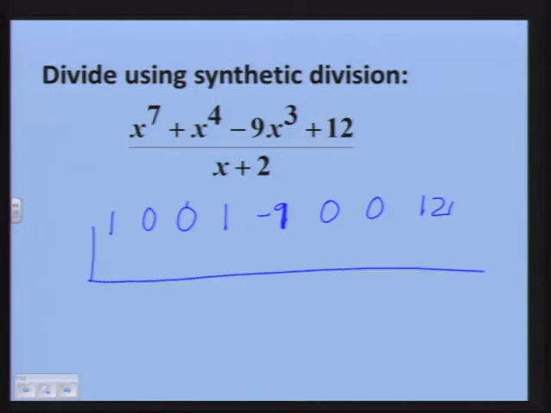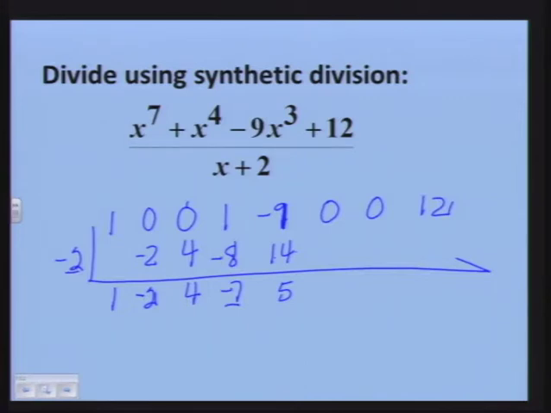And I'm going to run through a negative 2, so bring down the 1. Negative 2 times 1 is negative 2, add. Negative 2 times negative 2 is 4, add. 0 and 4 is 4. 4 times negative 2 is negative 8. Negative 8 plus 1 is negative 7. Negative 2 times negative 7 is positive 14. Negative 9 plus 14 gives me 5.